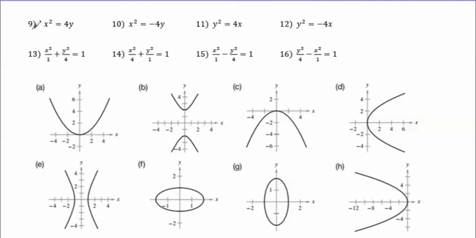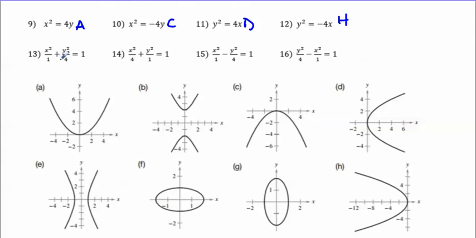So in number 9, you have an x squared, and everything is positive, so it's going to open up. So number 9 is A. And this one is the same, except that you have a negative, which means it's going to open down. So that would be this one, C. All right, these are the left-right parabolas. The positive one is going to open to the right, so that will be D. And the negative one is going to open to the left, so that will be H.